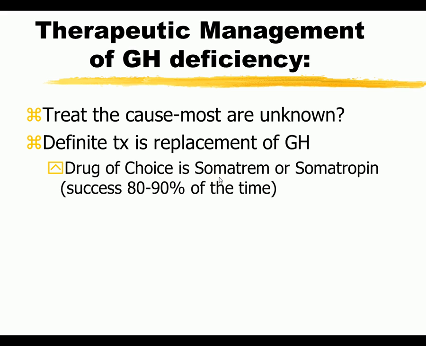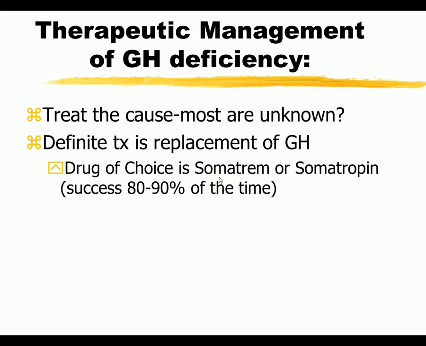Therapeutic management of growth hormone deficiency, well, it's treat the cause, but oops, most of them are unknown. Over half are idiopathic. So definite treatment is just replacement of growth hormone. The drug of choice is somatotropin, and the success is 80 to 90% with these drugs.